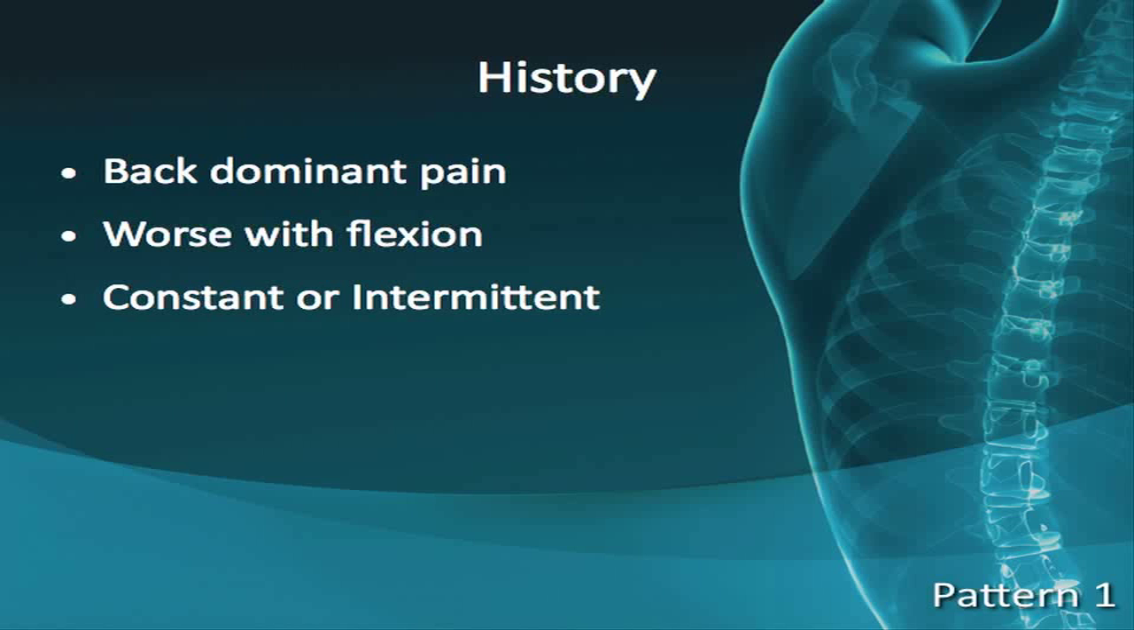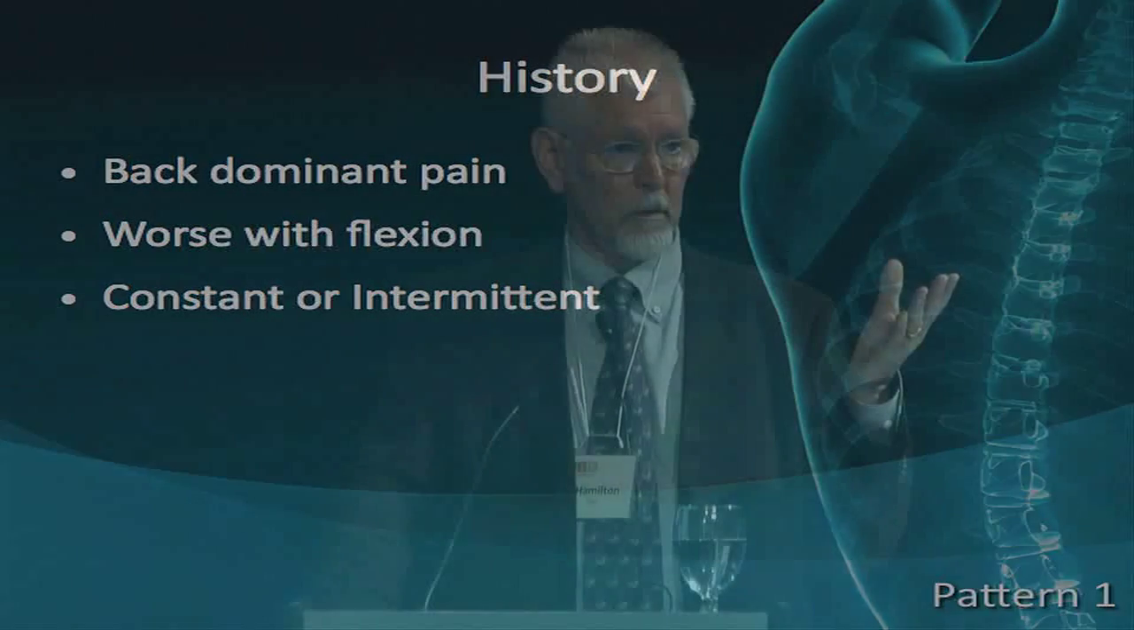We're basing it on history, physical. You can make the assumption that it's discogenic, but you must base it on what you see and what you hear. It's back dominant pain. We know what that means now. It's pain that is worse with flexion. And that's why I asked you to bend forward. And it is the only pattern that allows it to be either constant or intermittent. So if it's constant and it's back dominant and it's worse on flexion, you're a pattern 1, for sure. It can't be anything else.